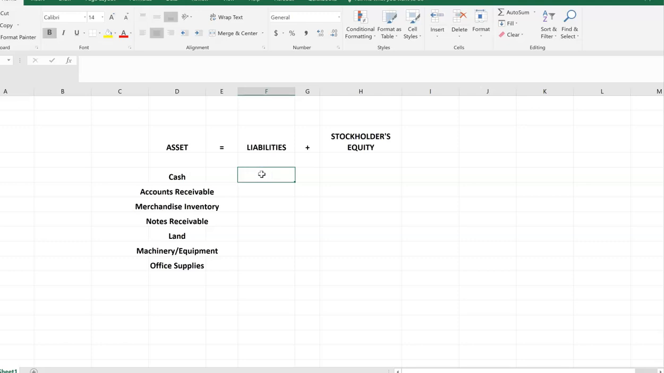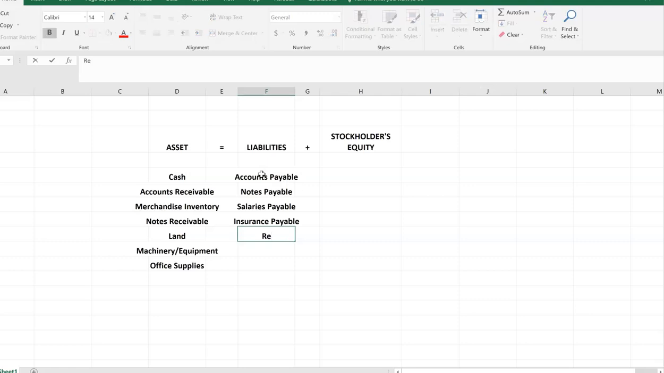Okay, so let's talk about liabilities. Liabilities are amounts of money you owe as a business. They're your debts, your obligations. Often, not always, but often they include the word payable in them. So some examples of accounts that are liabilities are accounts payable, notes payable, salaries payable, insurance payable, rent payable.